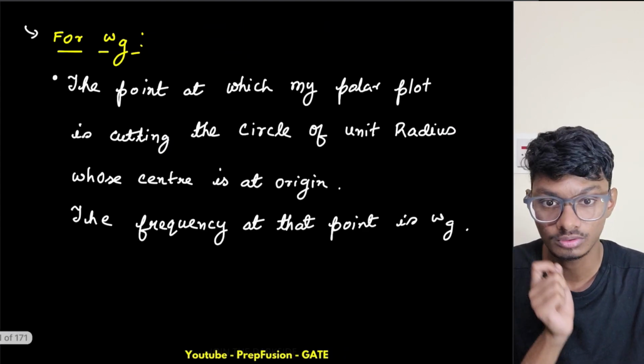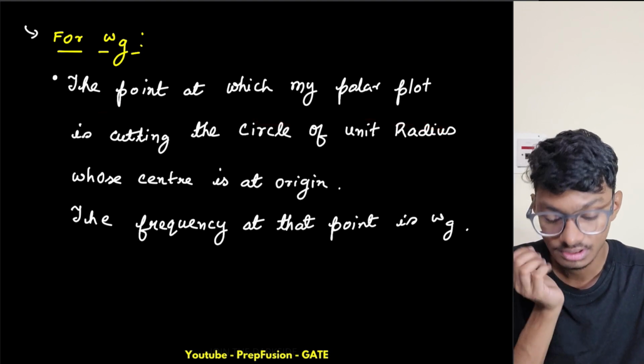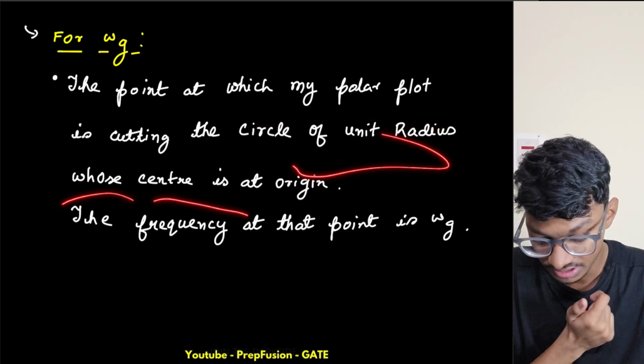And what about omega g? It is the point at which my polar plot is cutting the circle of unit radius whose center is at the origin.